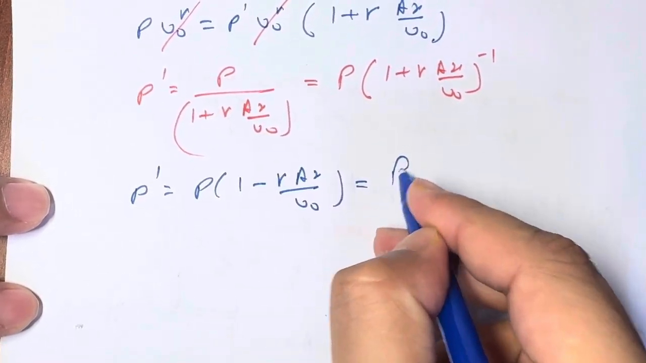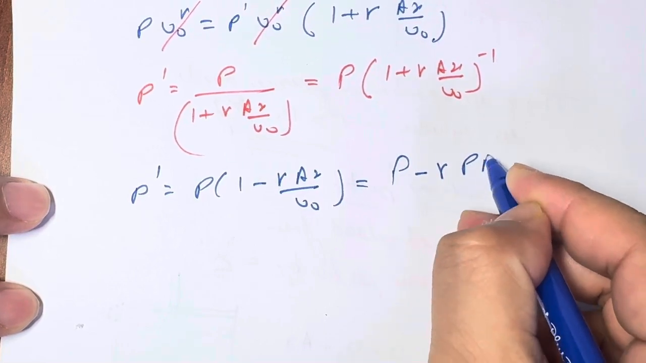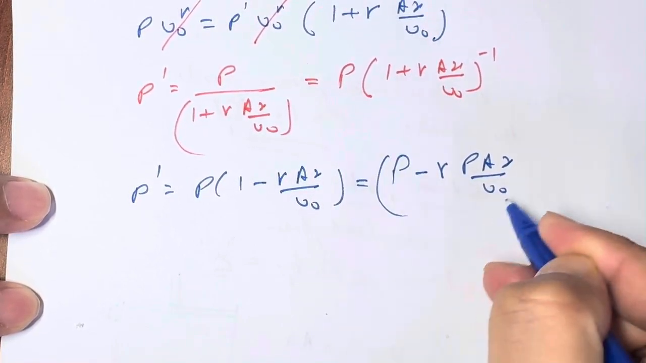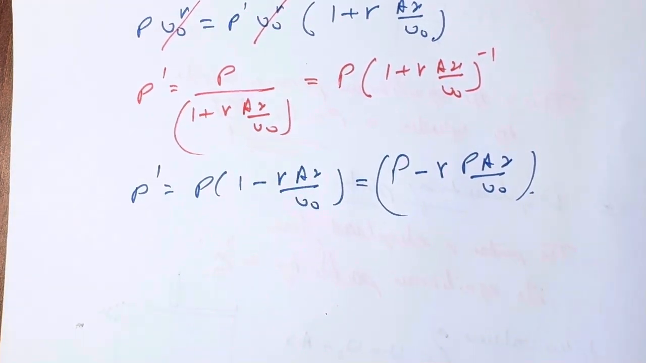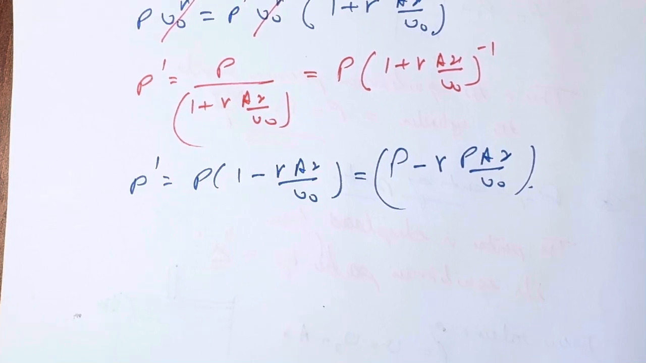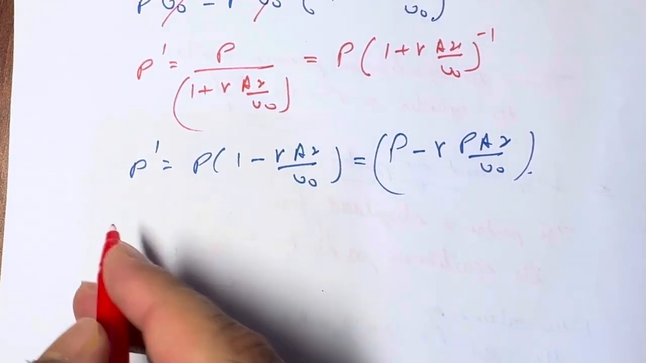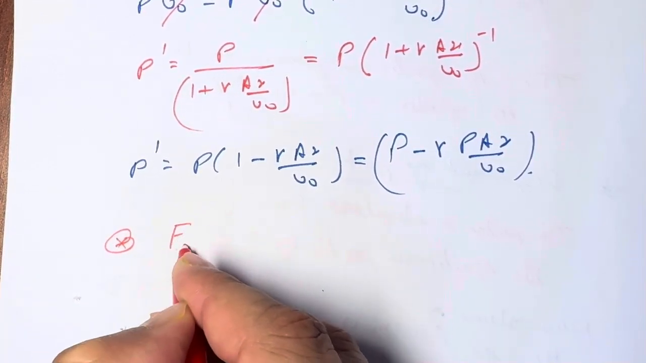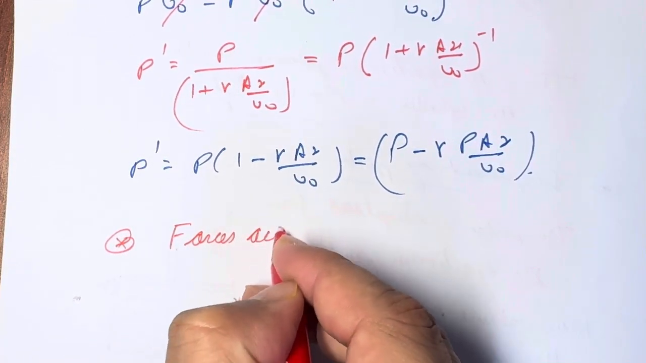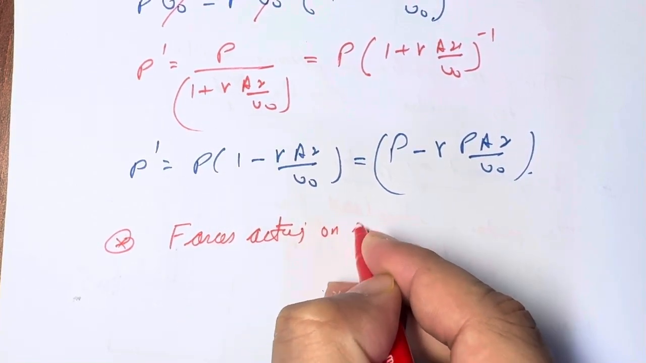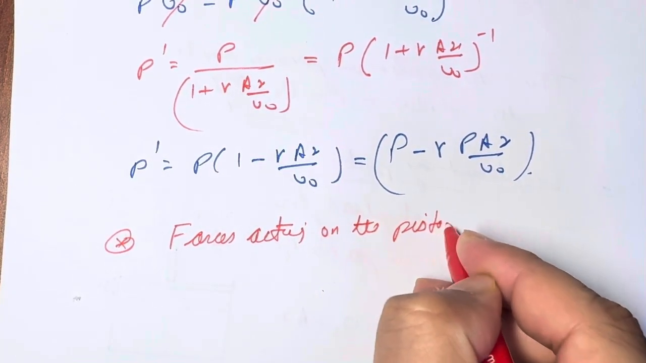We open the bracket, you can write this as P minus gamma PAX upon V naught. So we are able to find out what will be our final pressure in terms of the given parameters. Now we are going to consider the forces acting, what will be the net force acting on the piston.